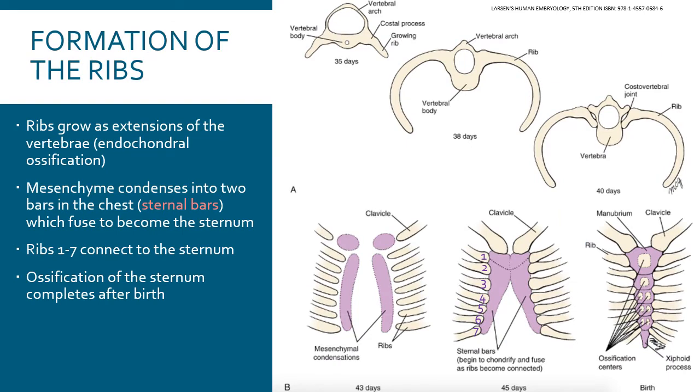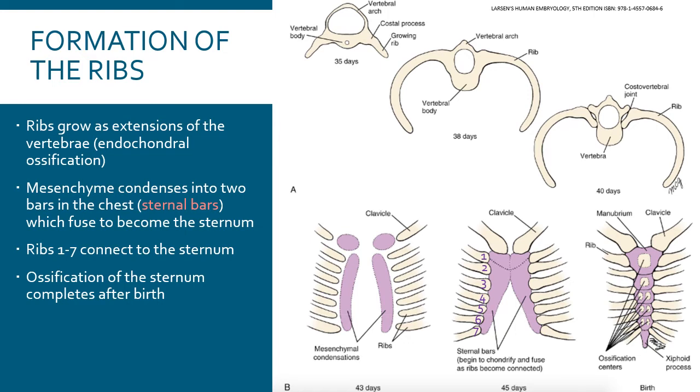In the case of the ribs, they grow as extensions of the vertebrae, again via endochondral ossification. But basically the vertebrae put out two projections, one on the left, one on the right, that then sort of grow forward and meet in the middle. And when they get to the middle, they'll run into the sternal bars. So the sternal bars are mesenchyme that's sort of condensed into these two bars right in the middle of the chest. Ultimately, they grow together and fuse to become the sternum or breastbone.